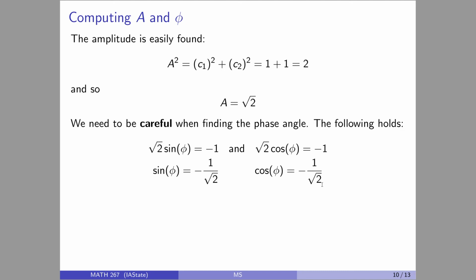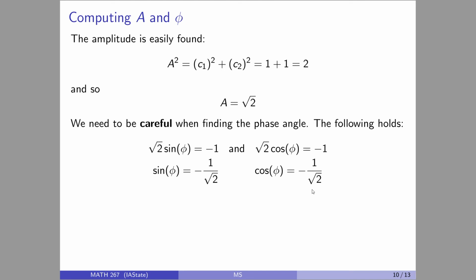Because what have I told you here? My phase angle, my mystery angle, sine is negative and cosine is negative. Remember, cosine and sine correspond to the coordinates on the unit circle. The x-coordinate is cosine, the y-coordinate is sine. X is negative, sine is negative. I am in the third quadrant. I immediately know this information.